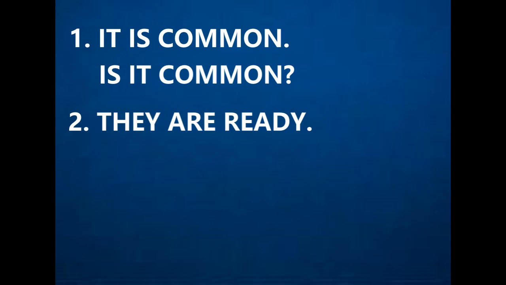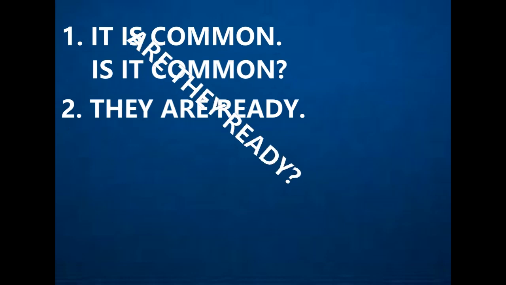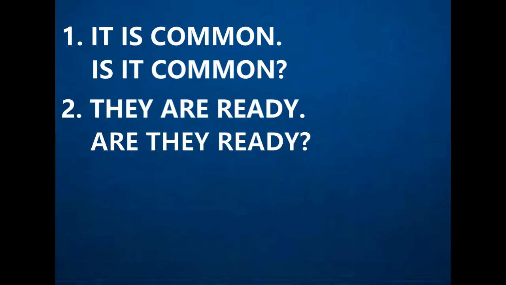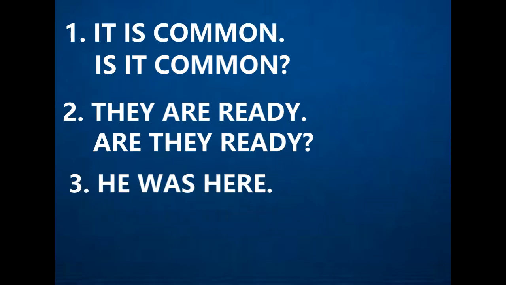See another example. They are ready. This is the positive statement. You know that the present form of be is are. You have to take that are in the beginning. Are they ready? Put a question mark. He was here. Take that was in the beginning. That is a past form of be. Was he here? Here also, if you put the different forms of be in the beginning, you can form questions easily.